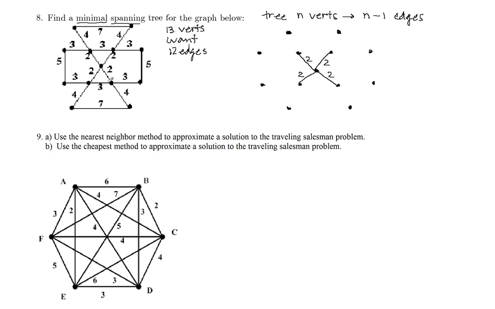Next we go to threes. So we've got threes along here, and then threes along the top. So we got 6 threes. So we can add this 3. That's okay. But then this one, we can't add because it makes a cycle. A tree has no cycles in it. Okay, so not that one. We can add this 3.